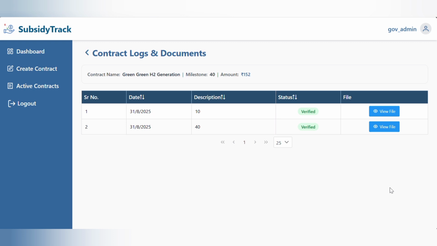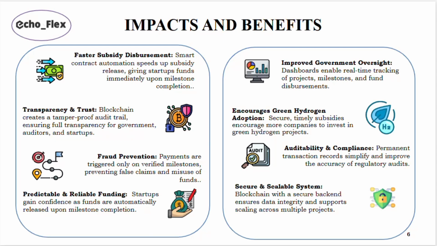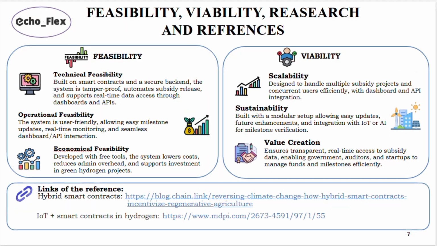So this is how a cycle is completed, starting from government adding the subsidy, producer applying for it, and then auditor verifying, and the fund getting transferred to the producer account through the secure way of blockchain. So these are the impacts and benefits of our portal, along with feasibility, viability, research and references. Thank you.